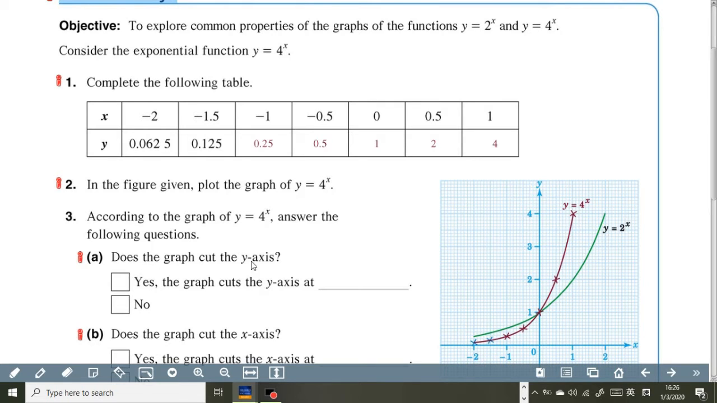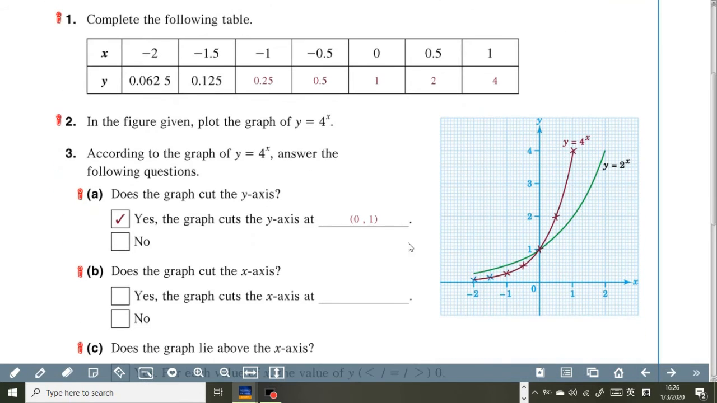Does the graph cut the y-axis? Sure. And also, what is the value you will cut at? The point is called (0, 1). Okay. Does the graph cut the x-axis?